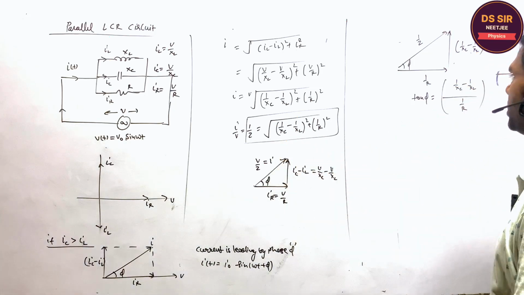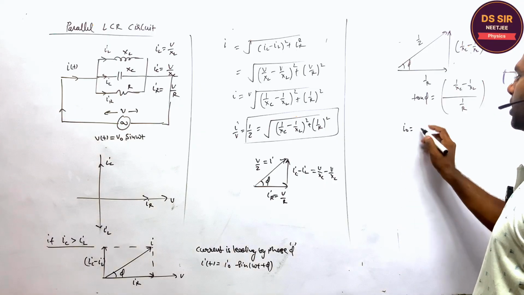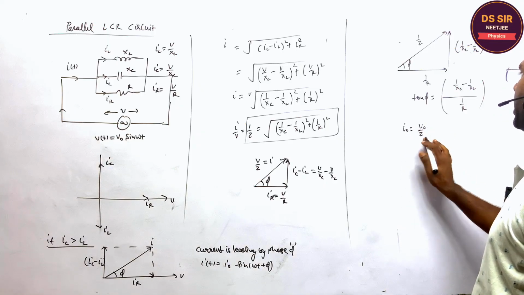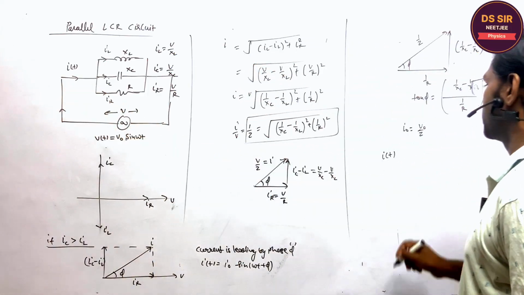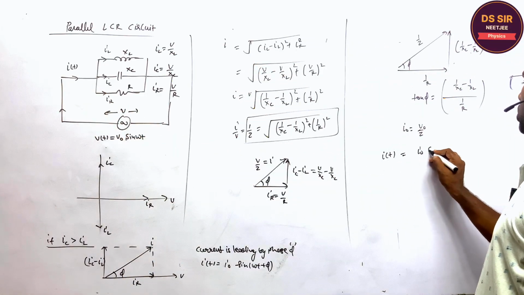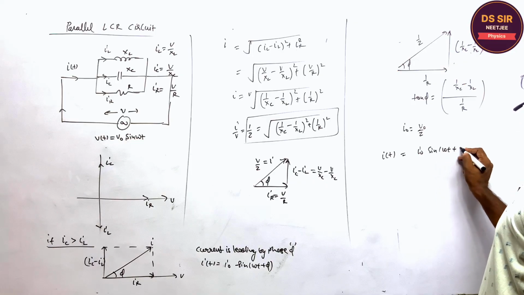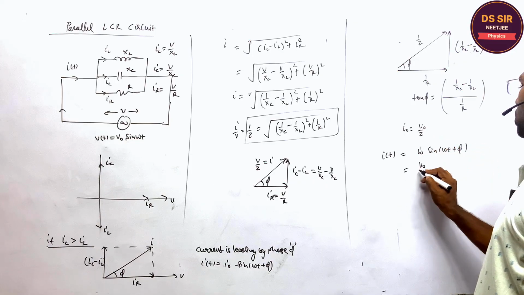From here we can get Z. So what is the peak current? Say V naught upon Z, and this is the value of Z. So the current in this circuit can be written as how much? It is I naught sine(omega t plus phi), and I naught is V naught upon Z.